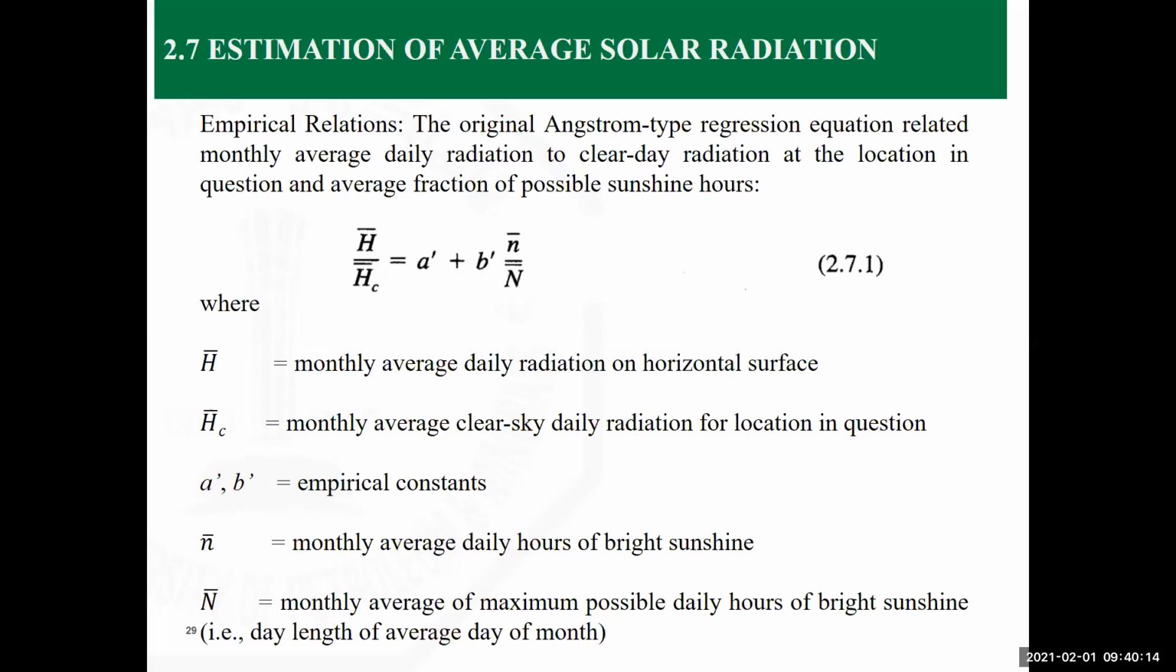So this is one of the formulas that we can use for coming up with the monthly average daily radiation on a horizontal surface if we know the values for the clear sky.